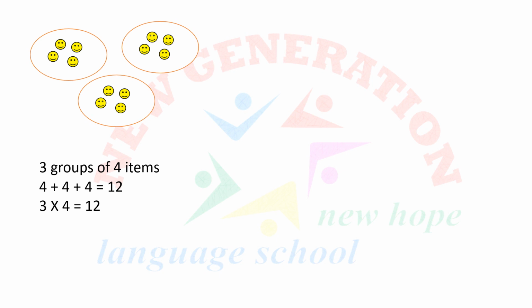The first number stands for how many groups? 1, 2, and 3. 3 groups. The second number stands for how many items inside each group. The result, of course, will be 12.